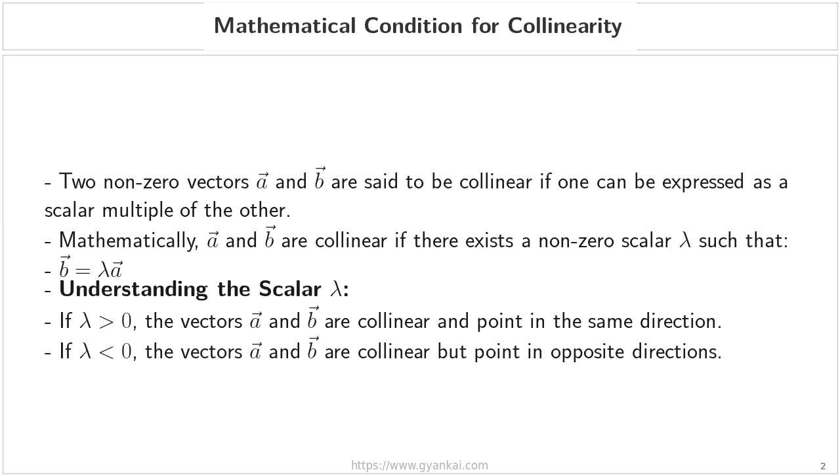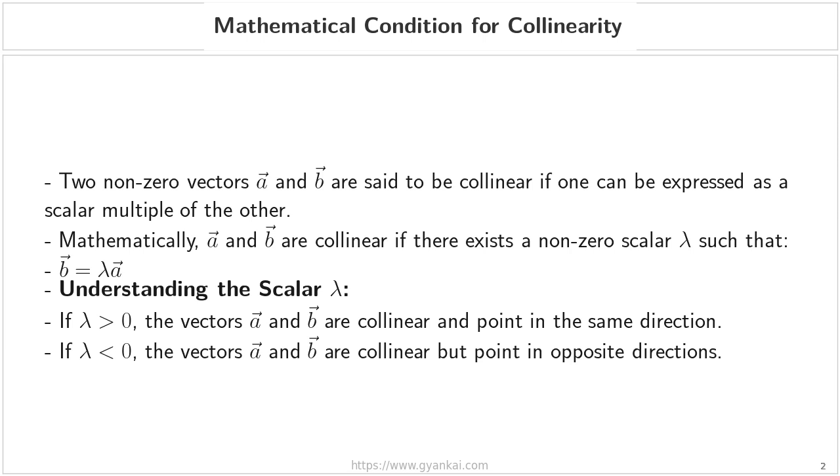Now, it is very important to understand what this scalar lambda tells us about the relationship between the two vectors. The value of lambda determines the direction. If lambda is greater than 0, then the vectors A and B are collinear and they point in the exact same direction. However, if lambda is less than 0, the vectors are still collinear because they are on the same line, but they now point in opposite directions, or what we call antiparallel.